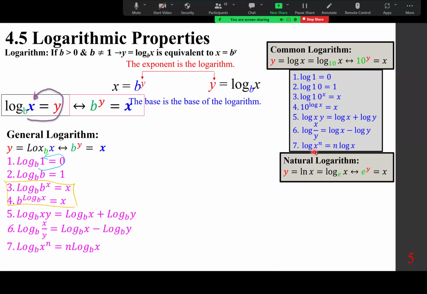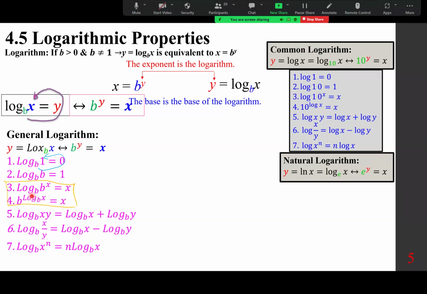In the case of a natural log, y equals ln x. That means log x base e. Don't write this. Always write this, okay? So the exponential format would be e to the power of y equals x. So if I want to write number 1, I would just simply put ln 1 equals 0. If I want to do number 2, instead of log b, I have to write ln. The moment I put ln, the base is e. So I have to write ln e equals 1.